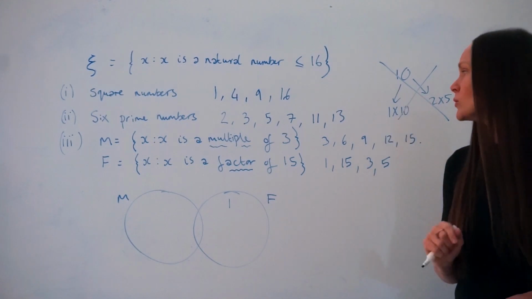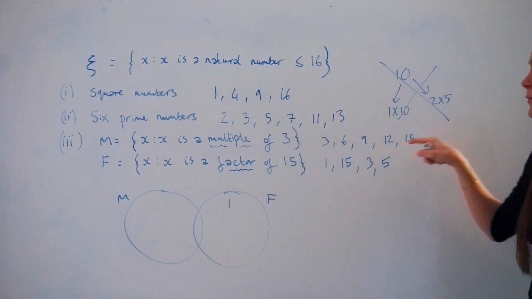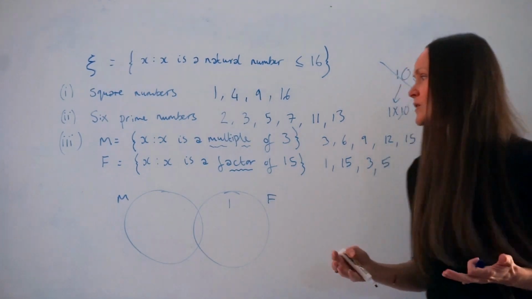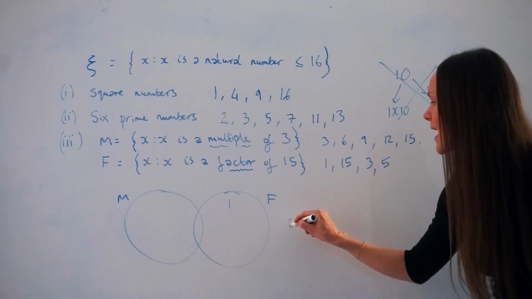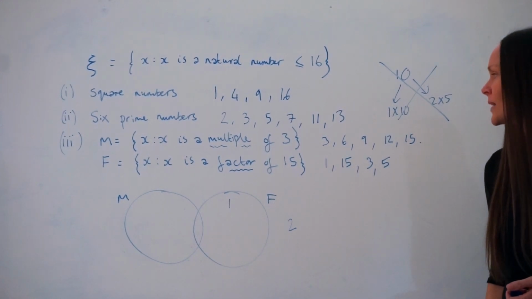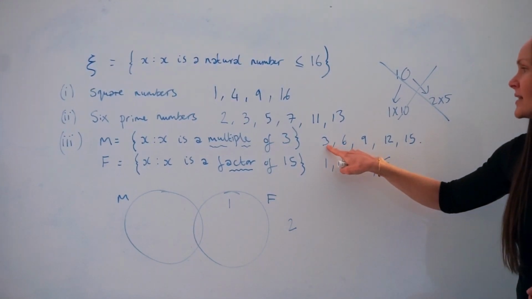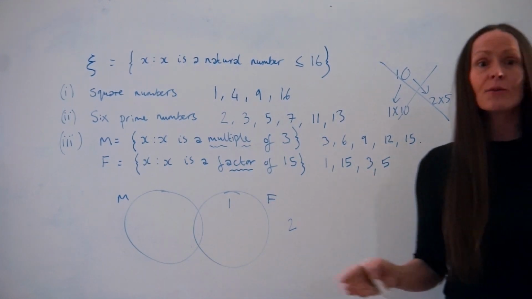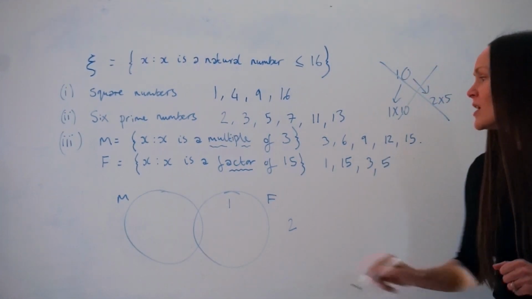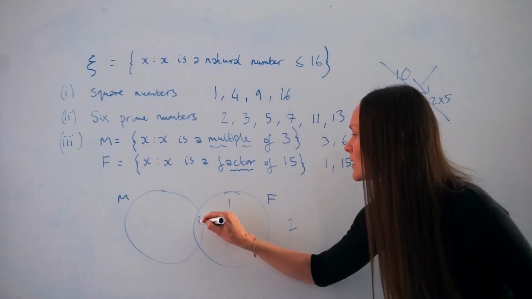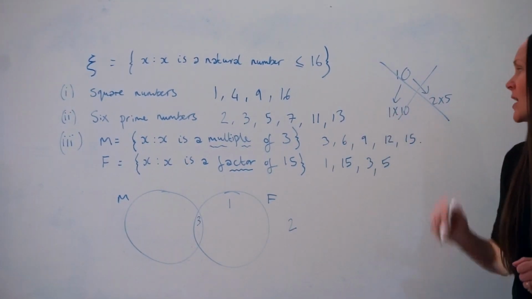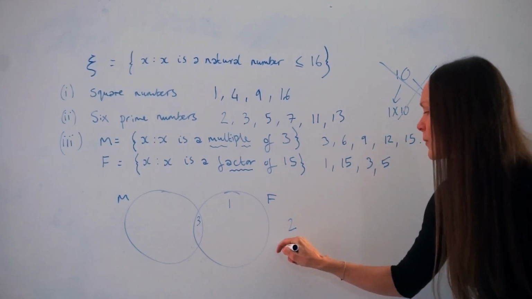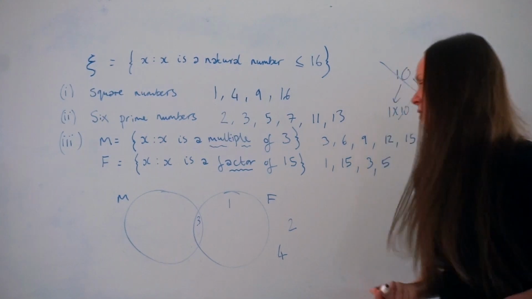Next we've got the number 2. So 2 is not a multiple of 3, it's not a factor of 15, so because it doesn't lie in either of those sets, we have to write the number 2 outside the 2 circles, okay? Number 3, it's a multiple of 3 and it's also a factor of 15. So it has to fall in both sets, M and F. So this one you would write on the intersection, okay? Number 4, it's neither a multiple nor a factor. So this is another one you need to write down outside the circles.